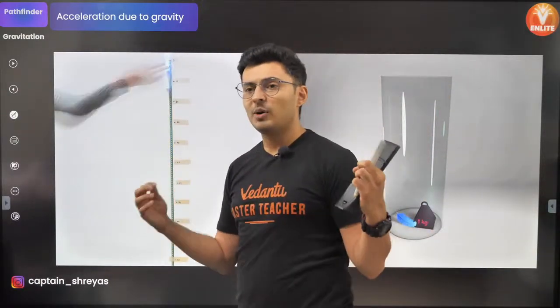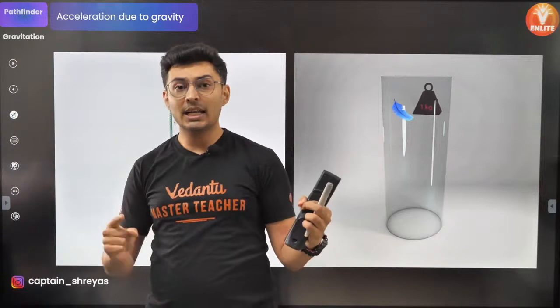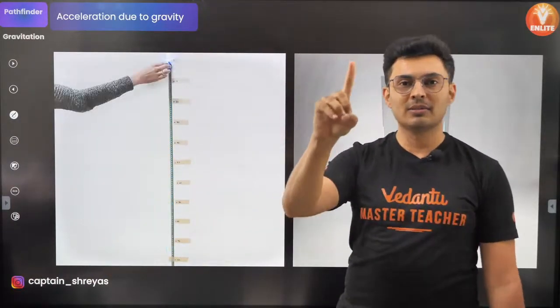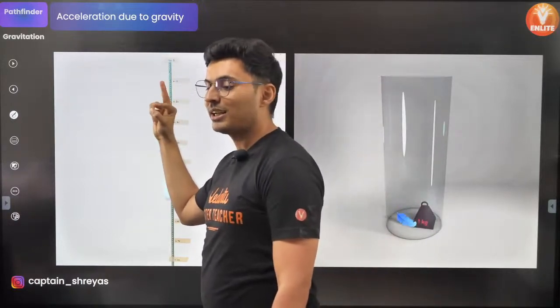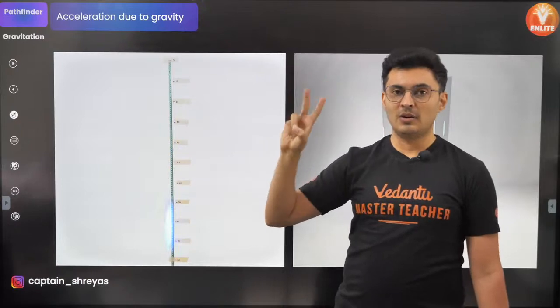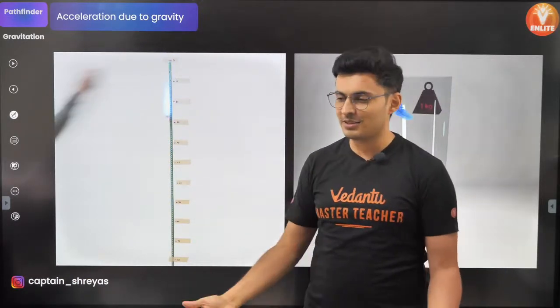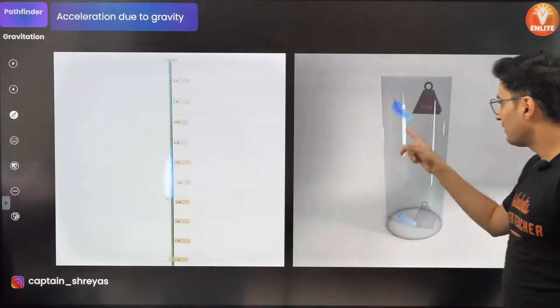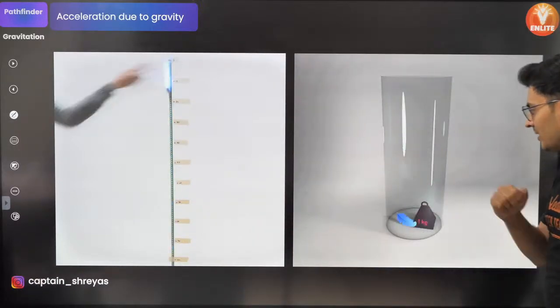The main thing about acceleration due to gravity is that it is not dependent on the mass which is dropped. It only depends on two things. What are the two things, my warriors? The acceleration due to gravity depends on only two things, assuming no air resistance, of course. It does not depend on the mass which is dropped. Even a feather and a stone come down at the same time.